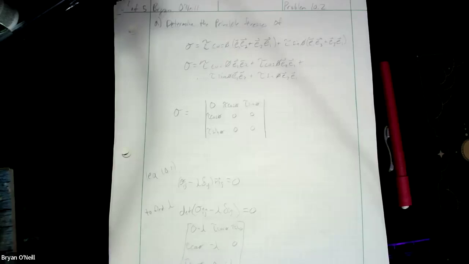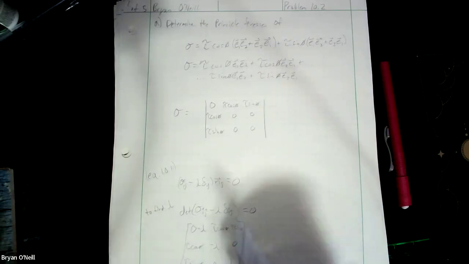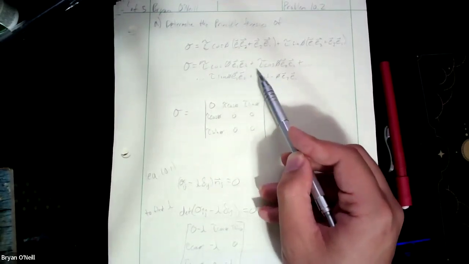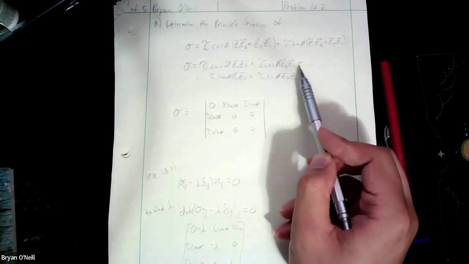Okay, so first off, we're going to once again determine the principal stresses of sigma. This time our sigma is an equation instead of just giving it straight up to us. So sigma is now equal to tau cosine theta times E1 E2 plus E2 E1 and tau sine theta times E1 E2 plus E3 E1. So expanding that out, you can see we get tau cosine theta, this times plus tau cosine theta, this, etc.